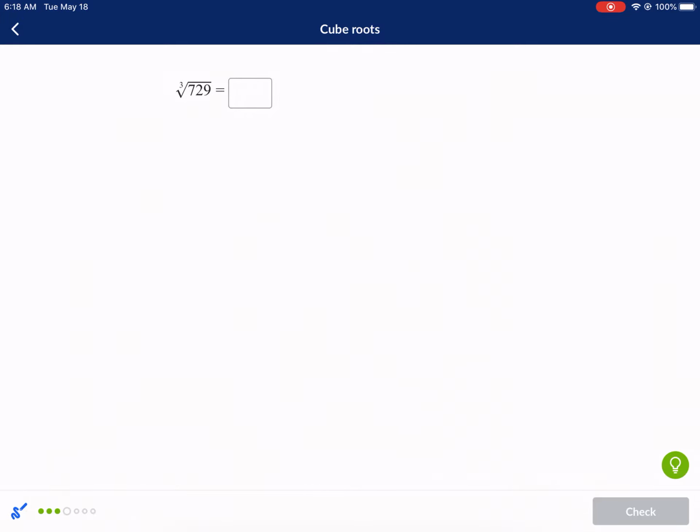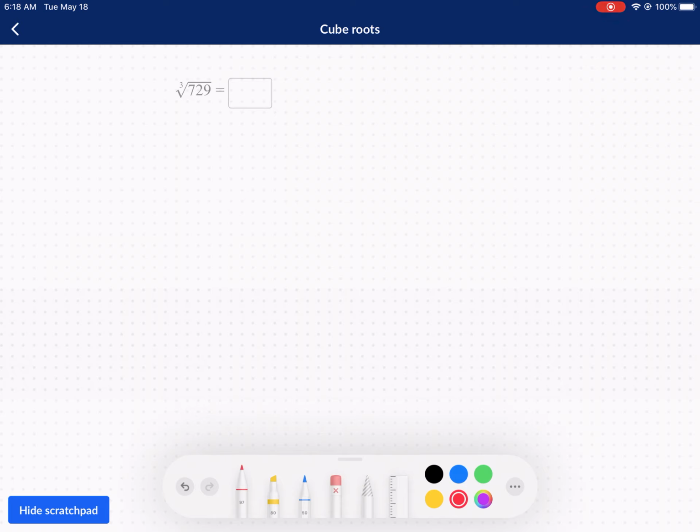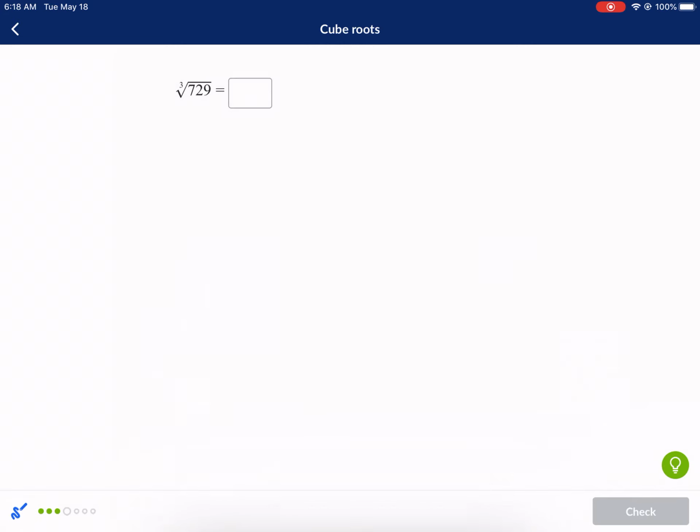All right, 729. This might be 9. So let's draw it. Yep, it is. Okay. So you can just type this down on your calculator if you wanted to, but you're going to get this as you factor it, and you see that we have 3 9s. 1 comes out of the house, and it's 9.